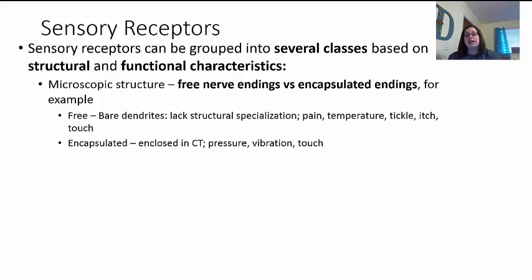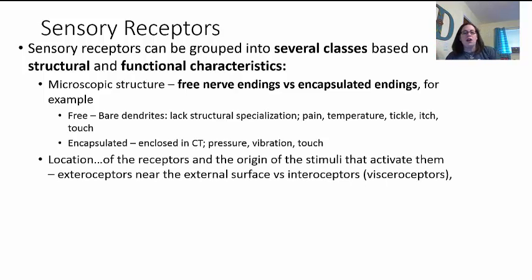Okay, so for example, we have free neurons, or what we call bare dendrites. They lack structural specialization, and these are going to be for pain, temperature, tickle, itch, and touch. That's what we're going to be detecting with free neurons. On the other hand, encapsulated neurons are going to be enclosed in connective tissue, and these are going to be more for pressure, vibration, and other types of touch, like when somebody touches your arm or something like that.